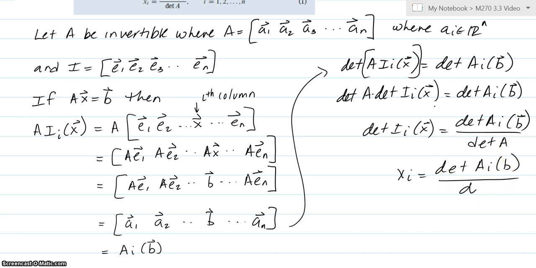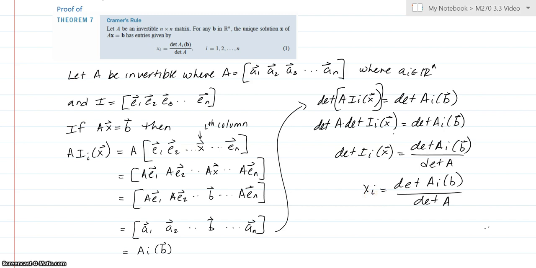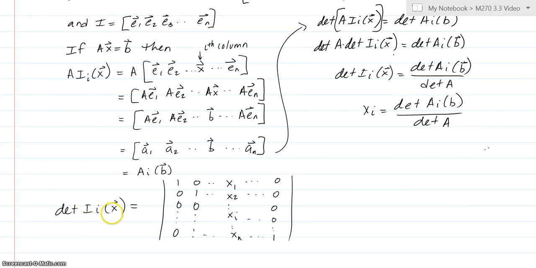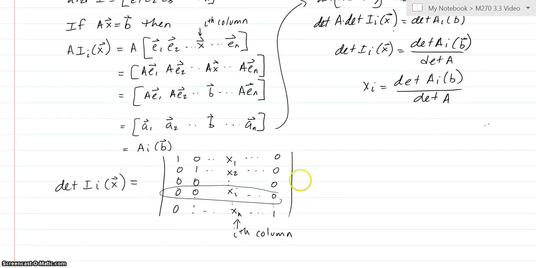Why is that going to just be x sub i? You will see it's x sub i if you make a cofactor expansion along the ith row. Here's what I sub i of x looks like. Again, we replace the ith column by x, and all the other ones are just e1, e2, and so forth. So if you figure out this determinant along the ith row, these would all be zeros except for x sub i.